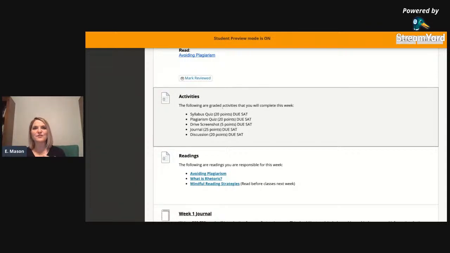So the activities, these are the graded activities that you'll complete. The syllabus quiz, it's 20 points, due Saturday. Plagiarism quiz, 20 points, due Saturday. Drive screenshot, which if you read the assignment, I think you'll see what that is, 5 points, due Saturday. Your first journal, 25 points, due Saturday. Discussion, 20 points, due Saturday.